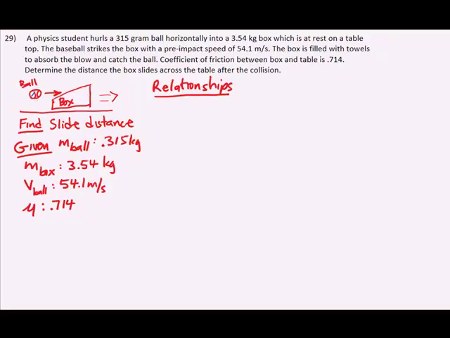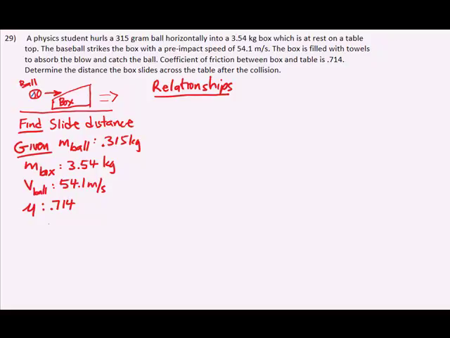So we can imagine that ball is thrown into box. In that collision, we're going to maintain momentum. The box will begin to slide, and then because of friction between the box and the tabletop, it'll eventually slow. So I've written a few things here with our picture. Next, what are we trying to find? That's the slide distance. What information are we given? We're given the mass of the ball, which I've converted from 315 grams to 0.315 kilograms. Mass of the box, 3.54 kilograms. The velocity of the ball initially is 54.1 meters per second, and then we have our coefficient of friction.